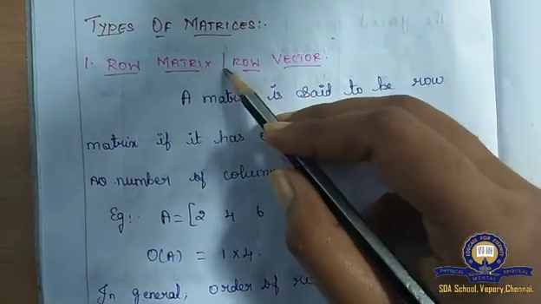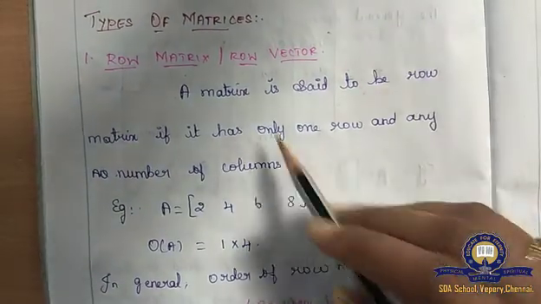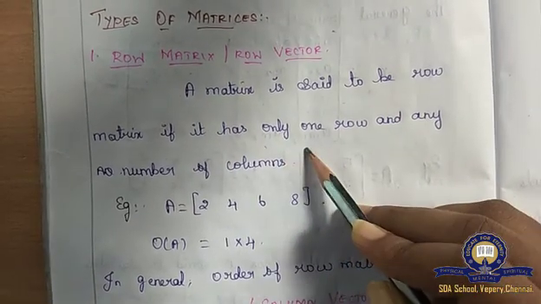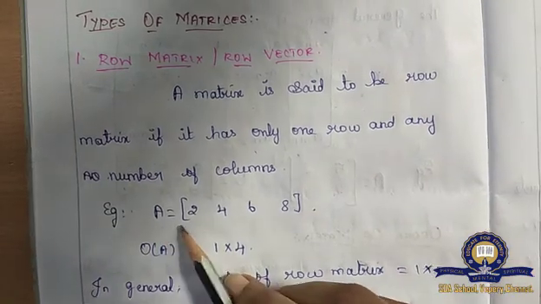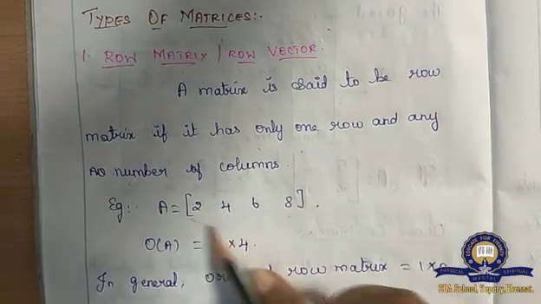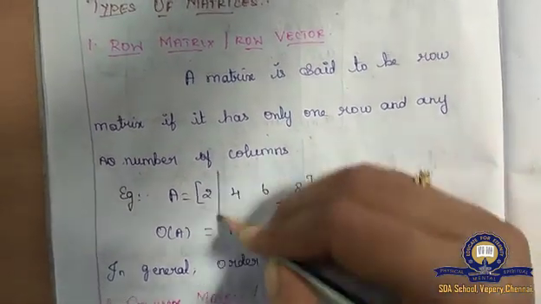Row matrix is also called a row vector. What do you mean by row matrix, children? A matrix is said to be a row matrix if it has only one row and any number of columns. For example, A is equal to 2, 4, 6, 8, right? So this is an example for the row matrix. Here how many rows do I have? Only one row. And how many columns?